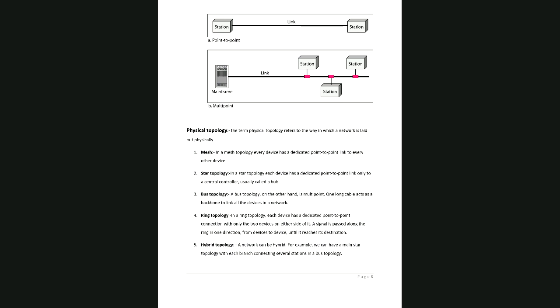In the star topology, each device has a dedicated point-to-point link only to a central controller called a hub. This also you have seen, which reduces the number of links in the network. In the bus topology, on the other hand, it is multi-point. The first two are point-to-point; bus is a multi-point connection with one long cable acting as a backbone for all the devices in a network. So bus topology is a multi-point connection.